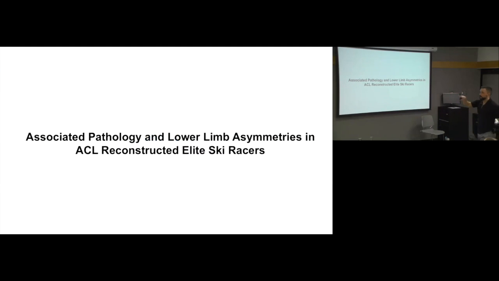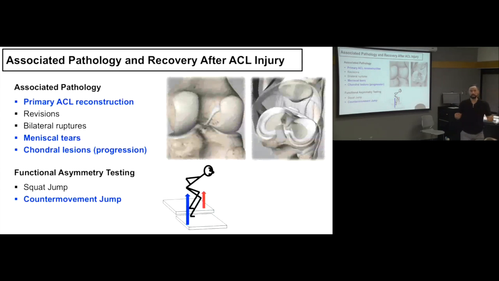So the final project was really now around, okay, we know these neuromuscular deficits are there. We also know that, you say ACL injury, but it's not just an ACL injury. There's all kinds of other stuff that goes on, particularly to the articular cartilage and to the menisci. So what we wanted to do in this final project was to look at the associated pathology and the lower limb asymmetries in ski racers, and particularly in the recovery of lower limb asymmetries as skiers come back after ACL injury.